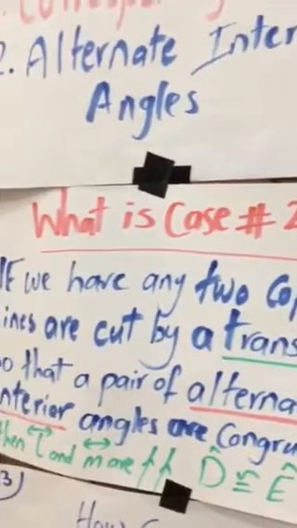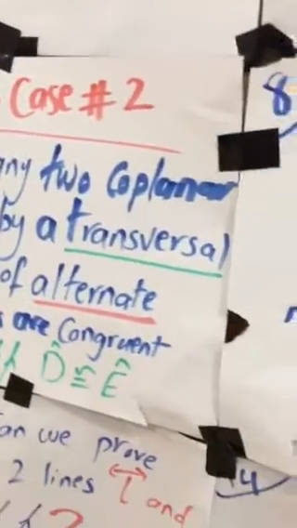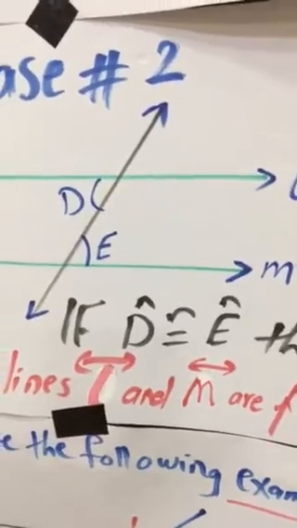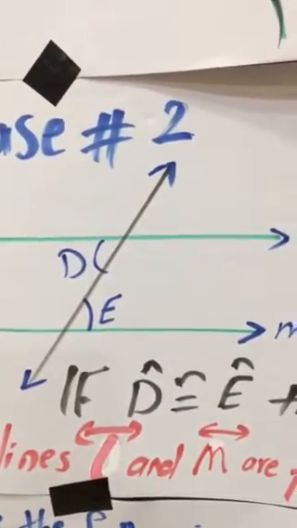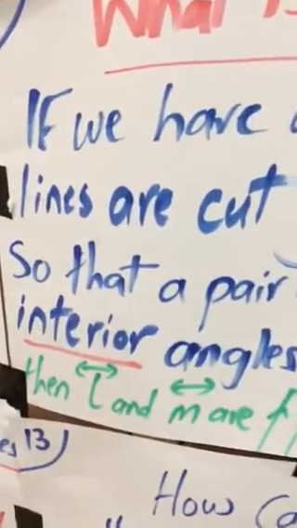What is case number 2? If any two coplanar lines, L and M, are cut by a transversal, the black line, so that a pair of alternate interior angles are congruent, that means these two angles are alternate interior angles. And you know how we can tell that these two angles are alternate interior angles. So if these two angles, D and E, are congruent, then again we can say that L and M are parallel lines.